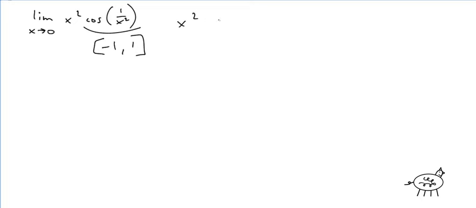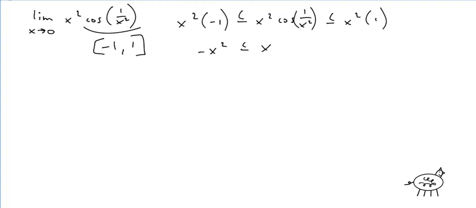It's going to be x squared times -1 is less than or equal to x squared cosine of 1 over x squared, less than or equal to x squared times +1. So it's got to be between those two functions. Let's rewrite this: negative x squared is less than or equal to x squared cosine of 1 over x squared, less than or equal to x squared. Okay, and now let's do the limit.